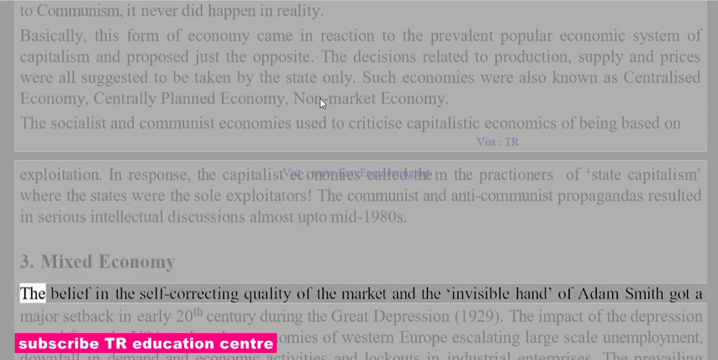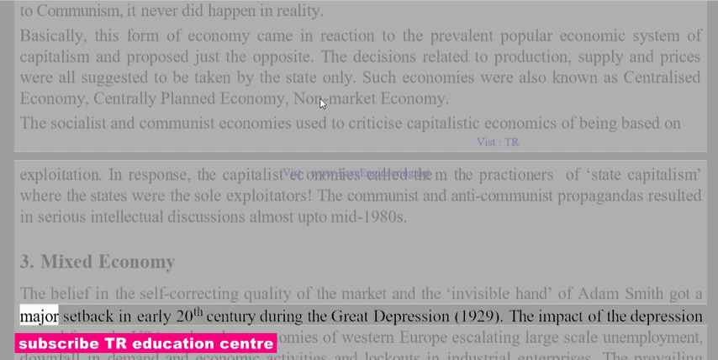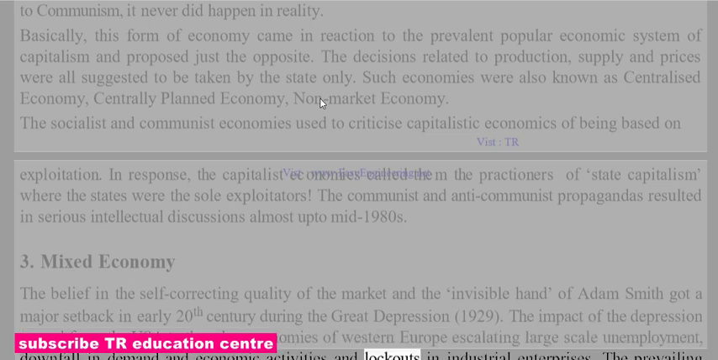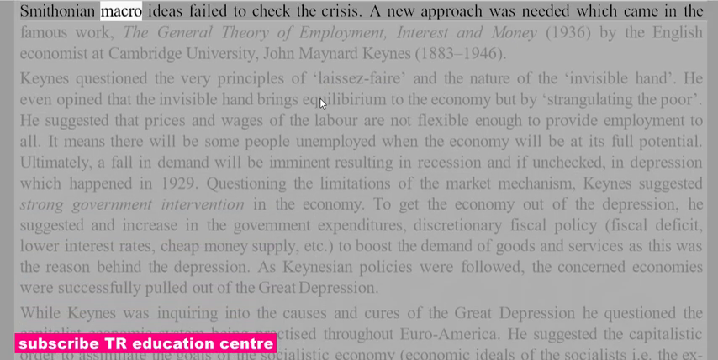3. Mixed economy. The belief in the self-correcting quality of the market and the invisible hand of Adam Smith got a major setback in early 20th century during the Great Depression, 1929. The impact of the Depression spread from the USA to the other economies of Western Europe, escalating large-scale unemployment, downfall in demand and economic activities, and lockouts in industrial enterprises. The prevailing Smithsonian macro ideas failed to check the crisis.